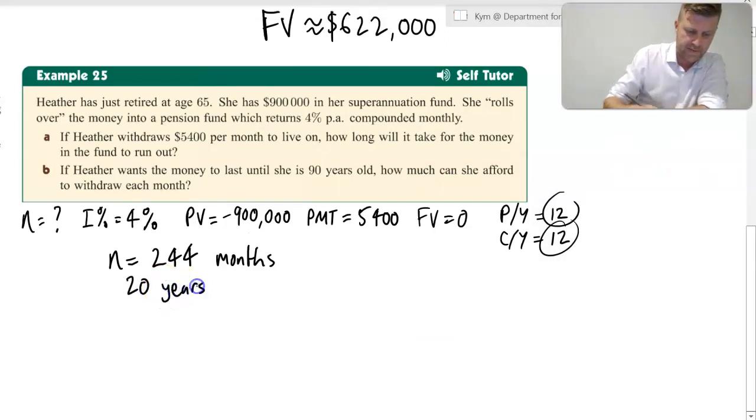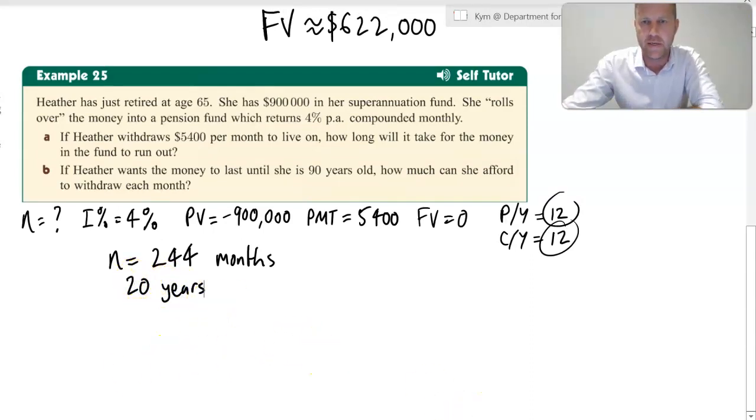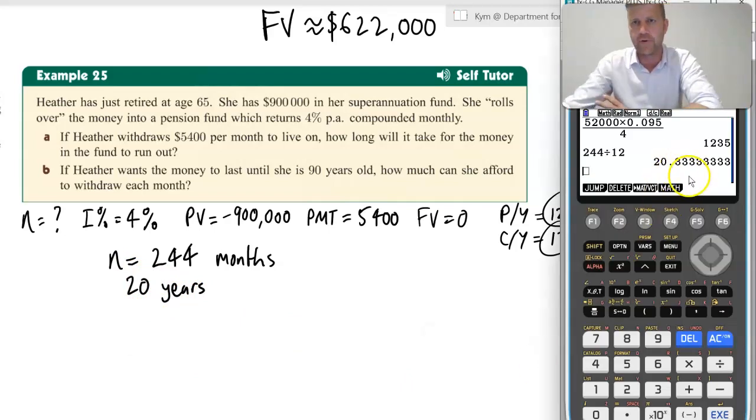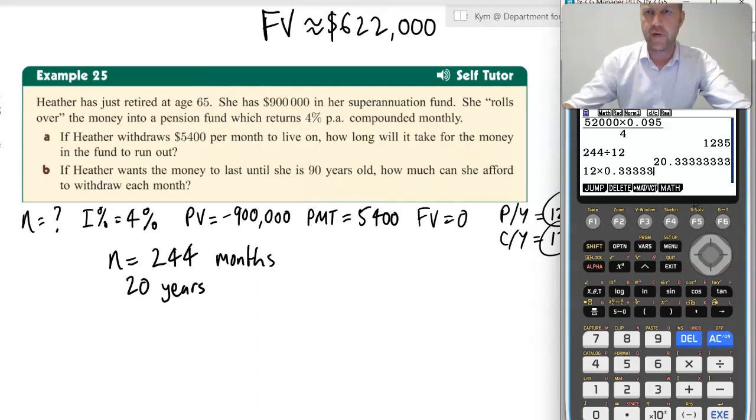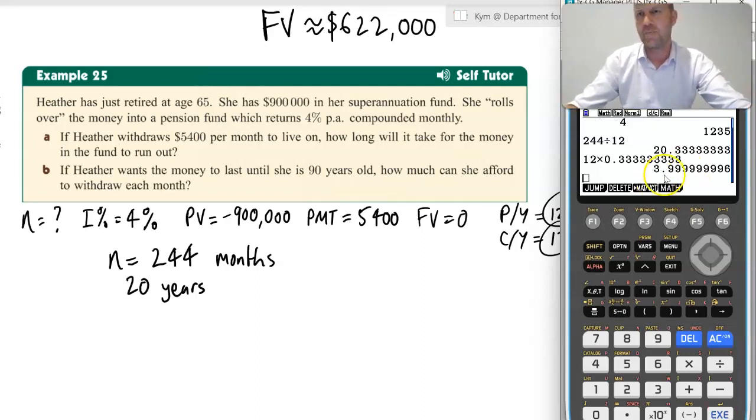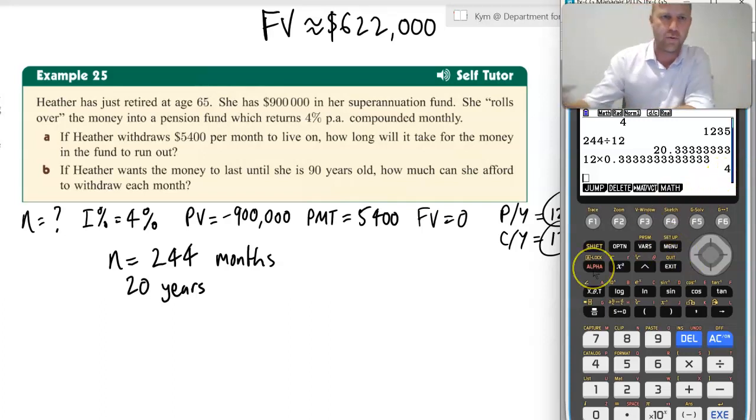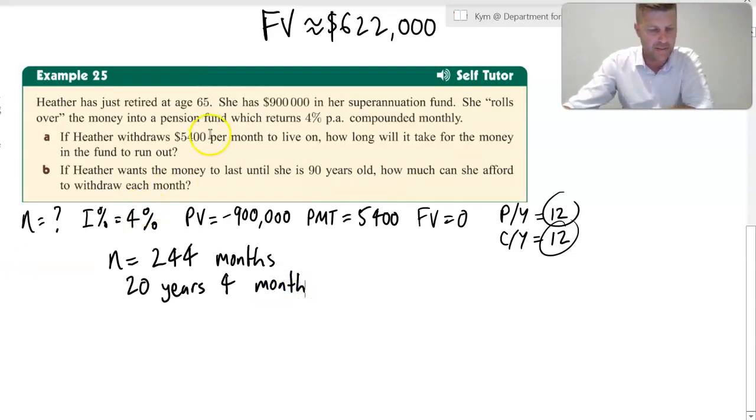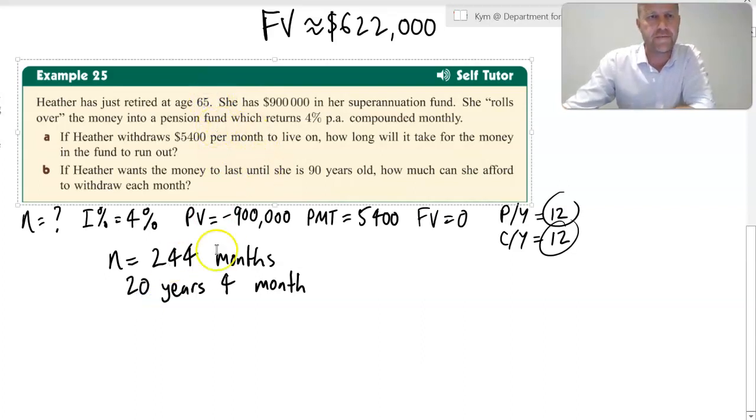But how many months is that? Let's be really specific. 20 years and 4 months, as a third of a year is 4 months. But how do you determine that from the 0.33? We would do 12 times the decimal value, 0.33333 recurring, which gives us approximately 4 months. So it will last her 20 years and 4 months, until she is about 85 years old, based on her retiring at age 65.